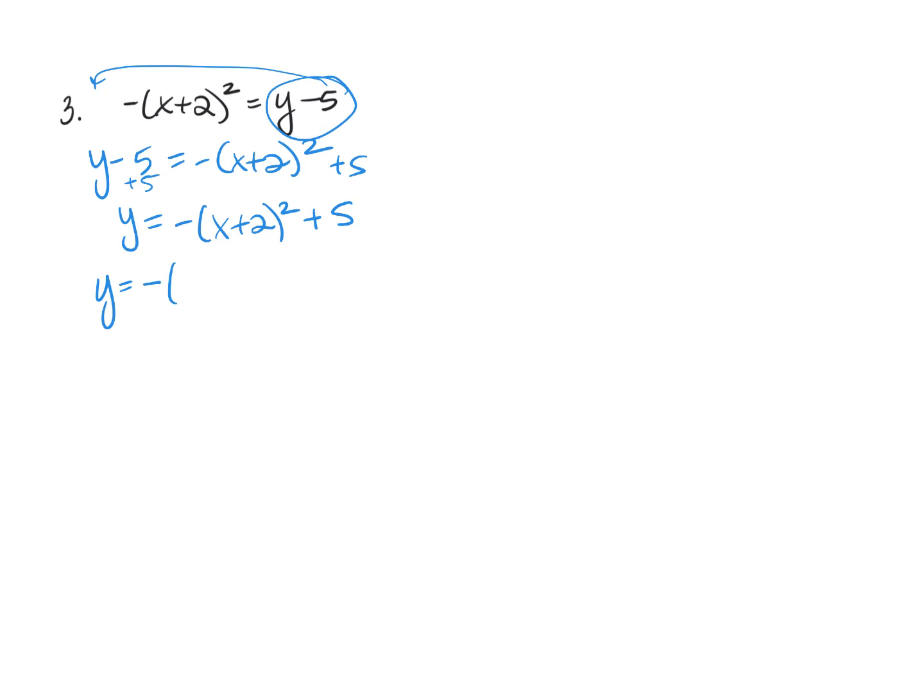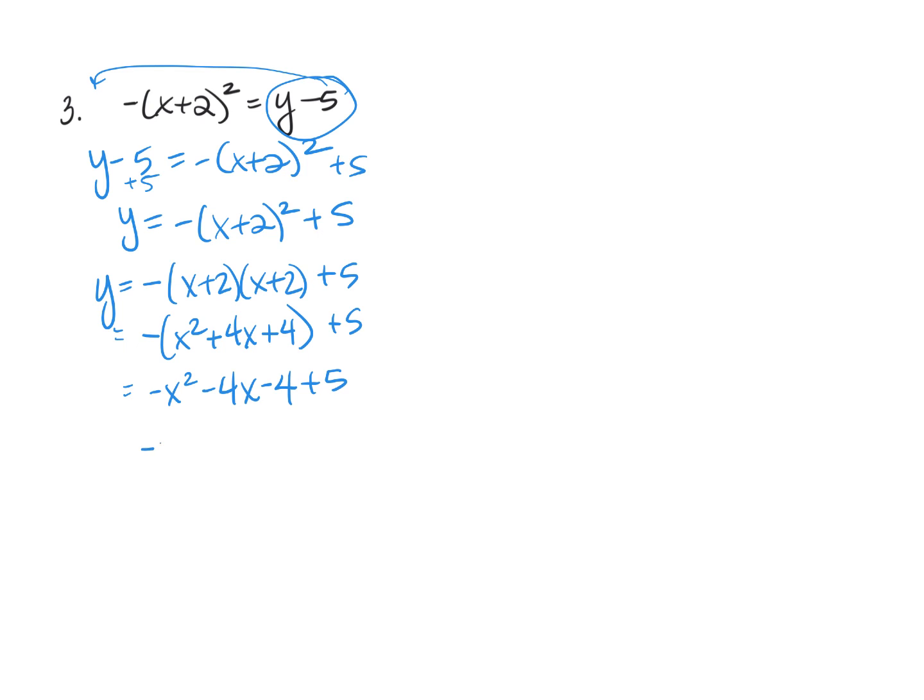Negative x plus 2 times x plus 2, plus 5. Now I'm going to FOIL, so I'll have negative x squared, 2x plus 2x gives me 4x, plus 4, plus 5. Now I distribute that negative. And then I'll have negative x squared minus 4x plus 1. There's my equation in standard form. All right. Hope this makes sense. Let me know what questions you have.